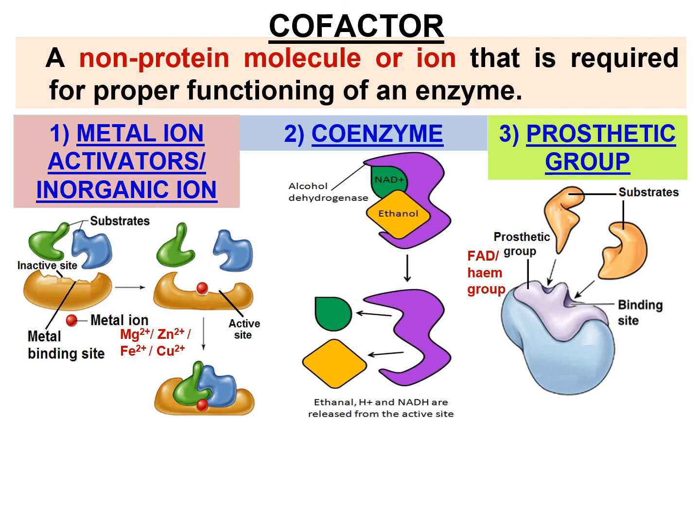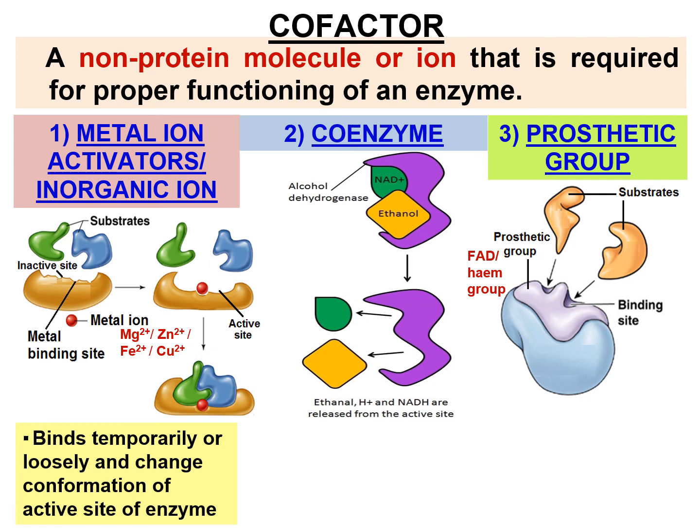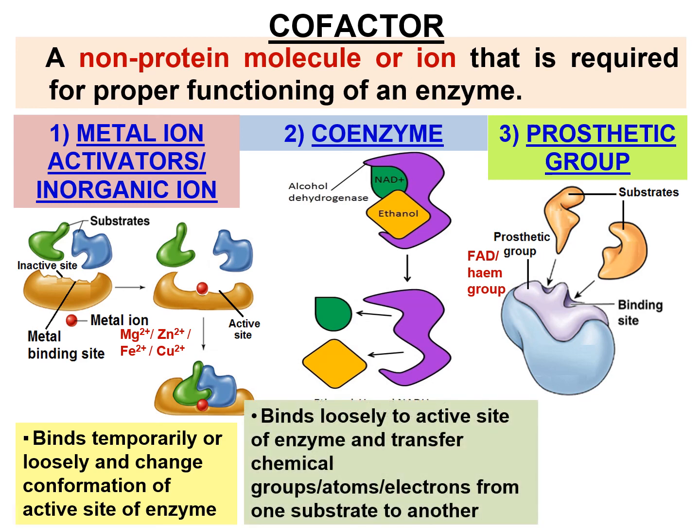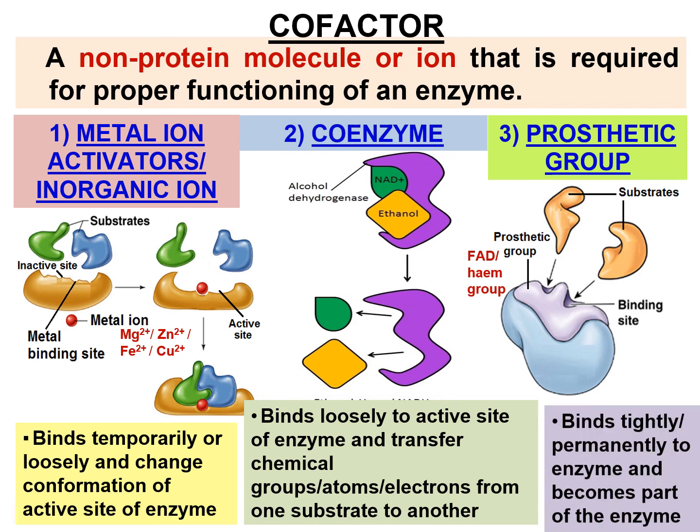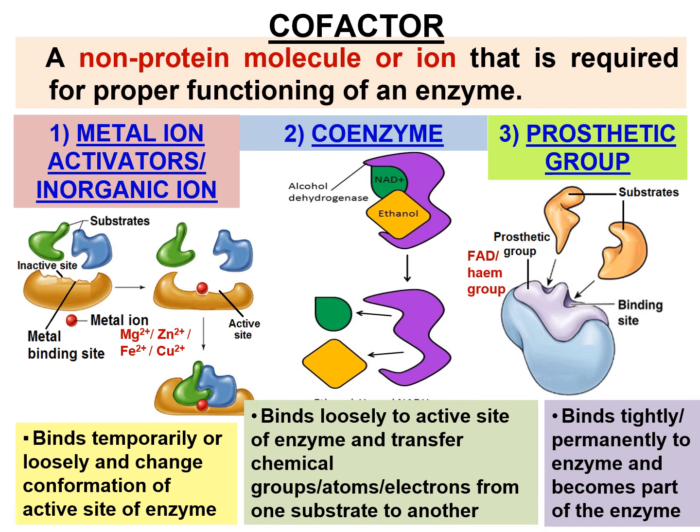So as a summary, cofactors are non-protein molecules or ions that are required for proper functioning of an enzyme. Metal ion binds temporarily or loosely to change the conformation of the active site of enzyme. Coenzyme also binds loosely and temporarily to the active site of enzyme, while prosthetic groups bind tightly or permanently to the enzyme and become part of the enzyme.